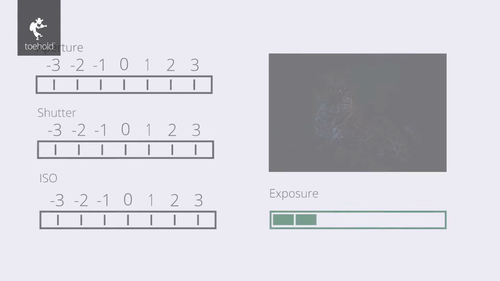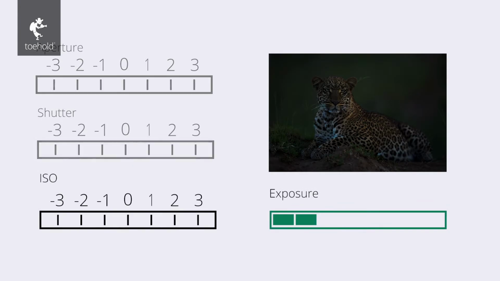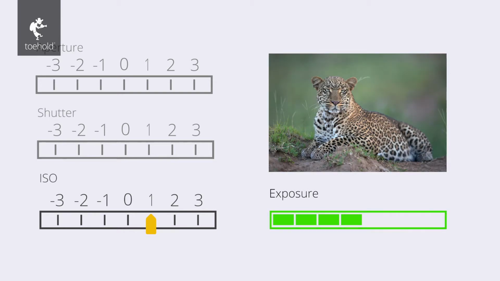That means in any given lighting, suppose you keep the aperture and shutter speed the same and increase the ISO by one stop, you will be letting double the amount of light to the sensor than what you were before.